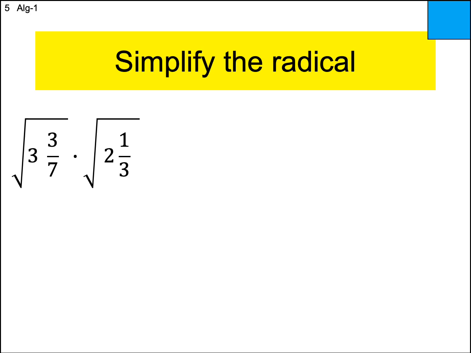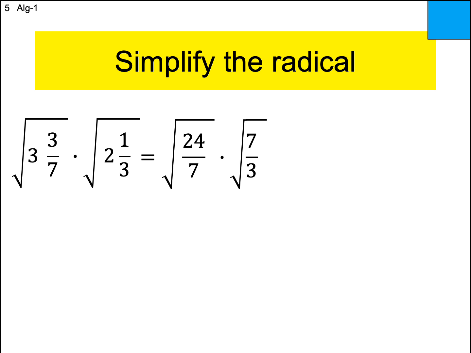All right, let's do one. All right, let's see, outsides with outside, inside with inside. So for me, remember you can't multiply mixed numbers. You have to change them to improper fractions first. 3 times 7, 21, plus 3 is 24. 2 times 3 is 6, plus 1 is 7. So those are the 2 fractions that I get once I convert the mixed numbers to improper fractions.